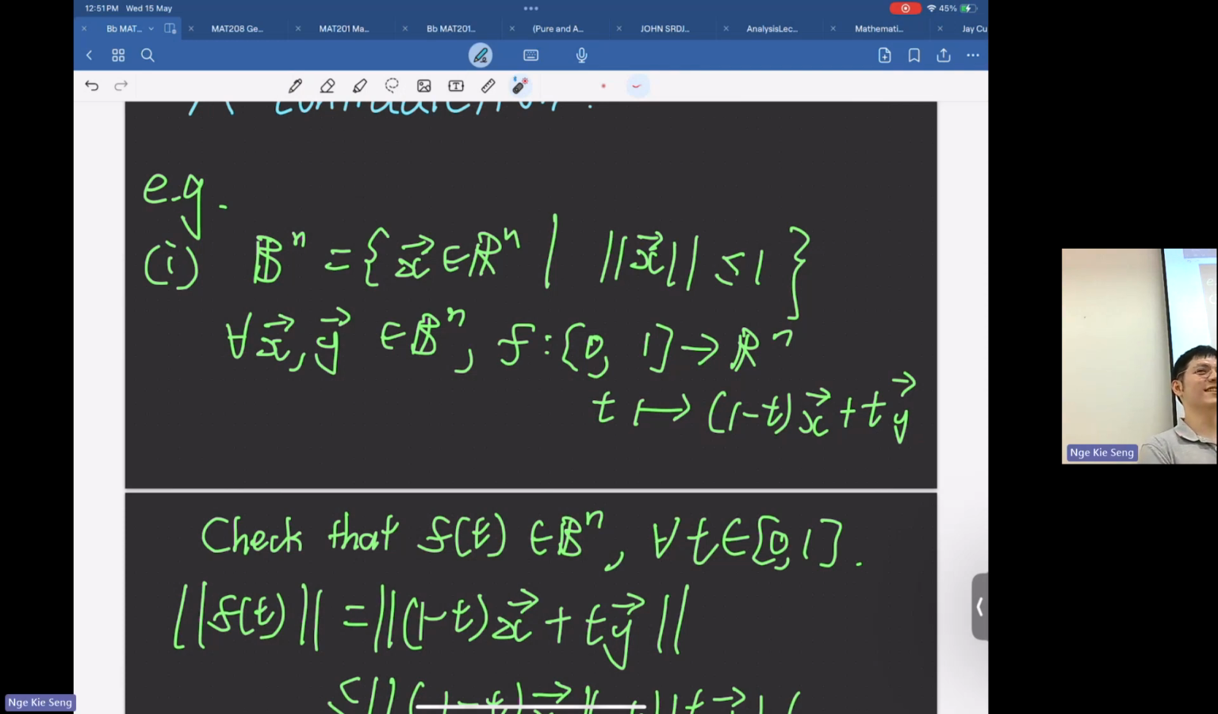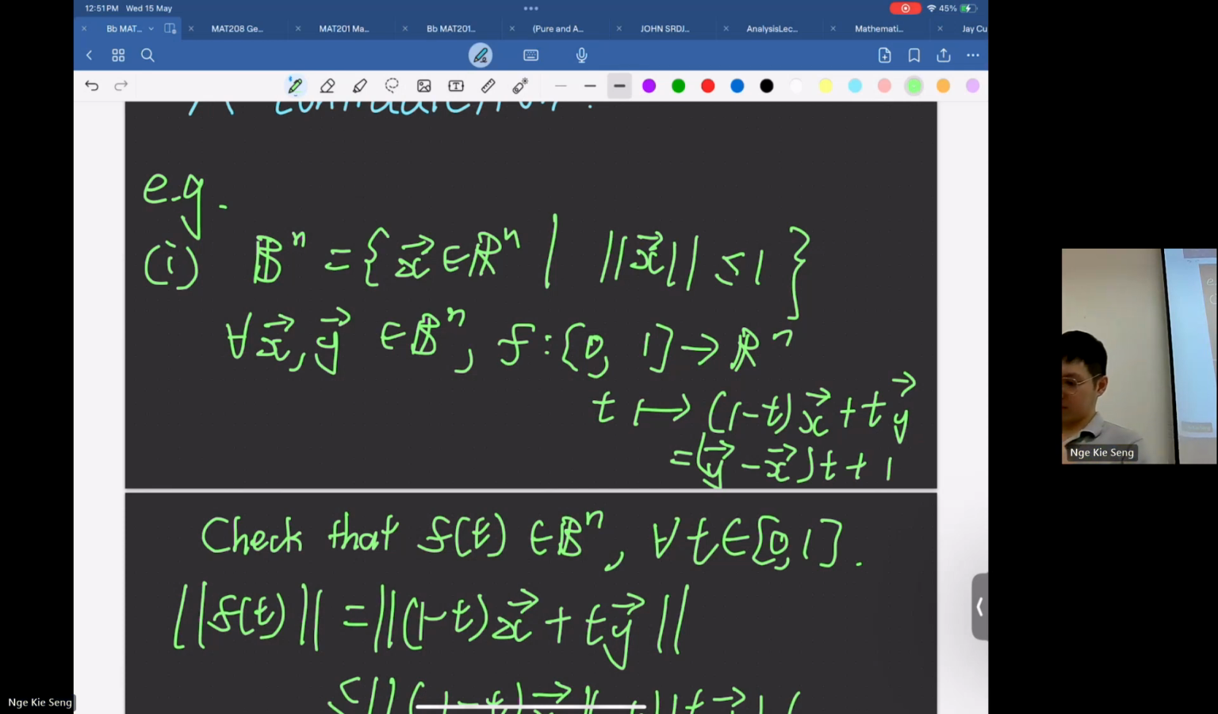I think we can rewrite this formula. So this is y minus x times t, plus x. So y minus x becomes a direction vector.